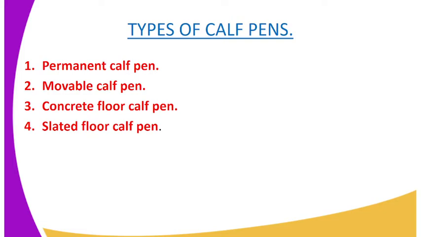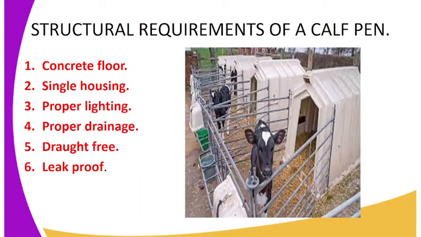On to the structural requirements of a calf pen. The first one is concrete floor. Why should it have a concrete floor? Because concrete floor is easy to clean, and therefore it enhances the cleaning of the calf pen.